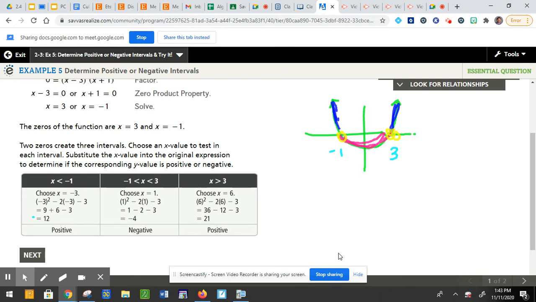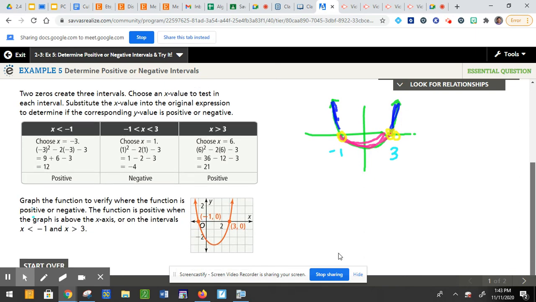Then they chose 1 because 1 is in between negative 1 and 3. When they substitute 1 into the function, they get negative 4, so it's negative. And then they chose 6 because that's a number that's greater than 3. When they substitute that, they got 21, which is positive. That's fine. You can do a table like that. I think it's honestly easier to look at it visually as well.